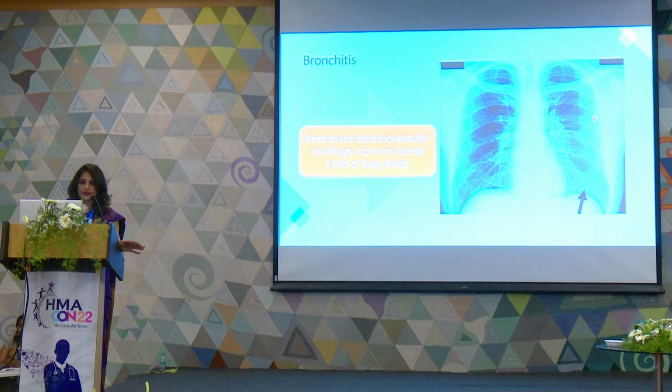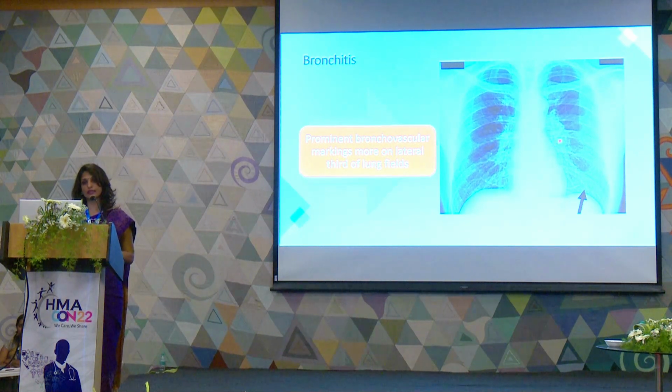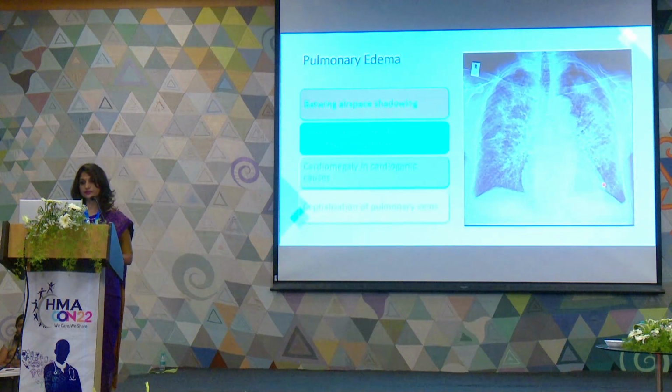They are more on the lateral one-third of the lung field. Generally, normal bronchovascular markings don't reach that area, but here you can see they are reaching the lateral one-third of the lungs. In pulmonary edema, you typically see bat wing airspace shadowing. This perihilar distribution is generally called bat wing shadowing. There are prominent interstitial lines, including Kerley B lines. In cardiogenic pulmonary edema, you can also see cardiomegaly, and the cephalization of pulmonary veins, I mean more drainage of the pulmonary veins in the upper part of the lungs.